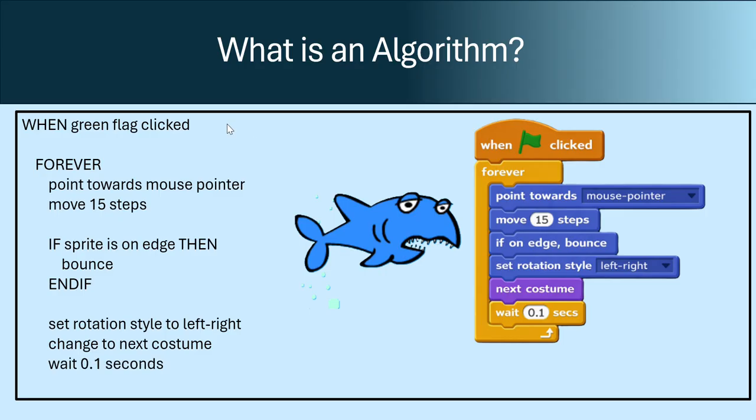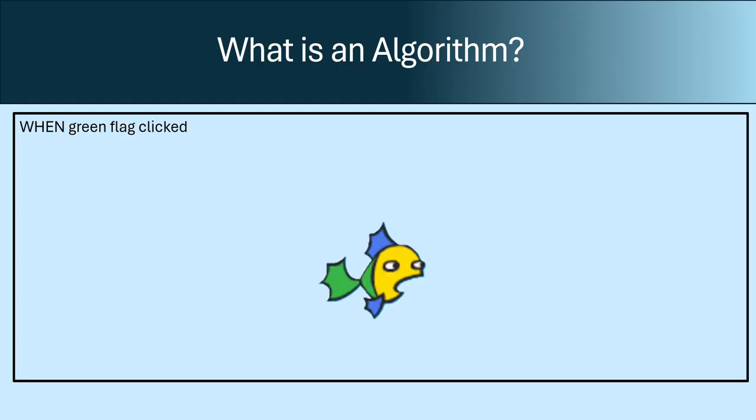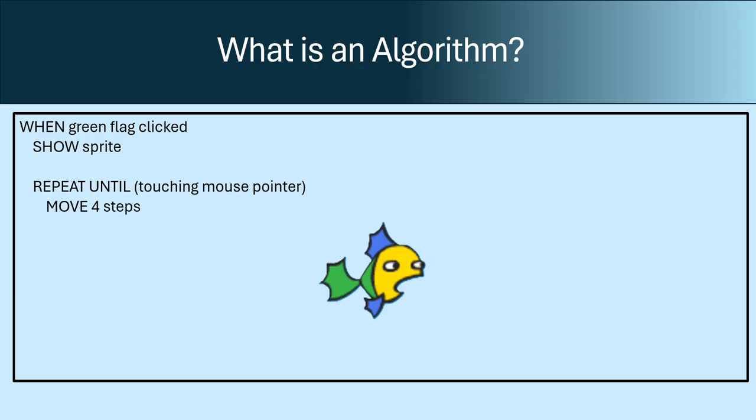The next algorithm we'll have is our fish. So this is what needs to happen with our fish. When the green flag is clicked, the fish would appear and then it will keep going until it touches the shark. When it touches the shark, then it will literally disappear. But in the meantime, it will keep moving.